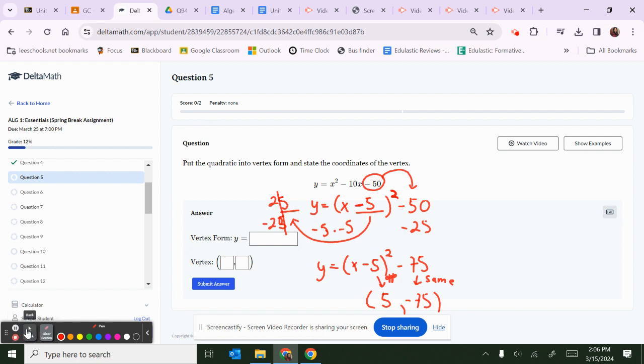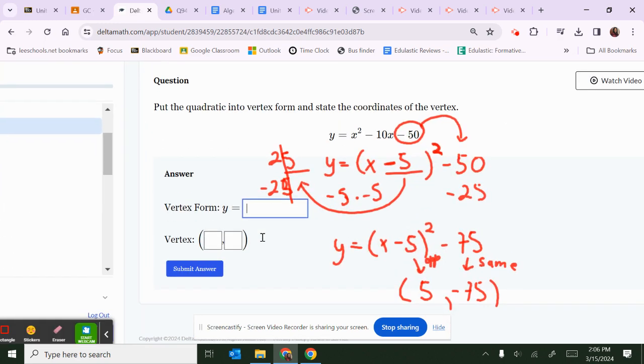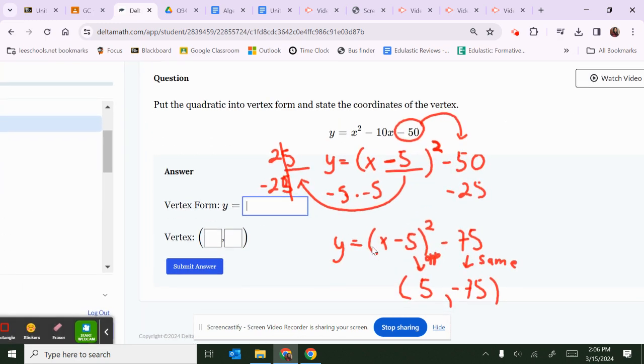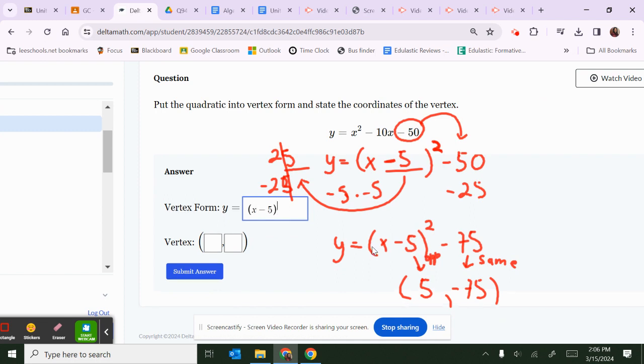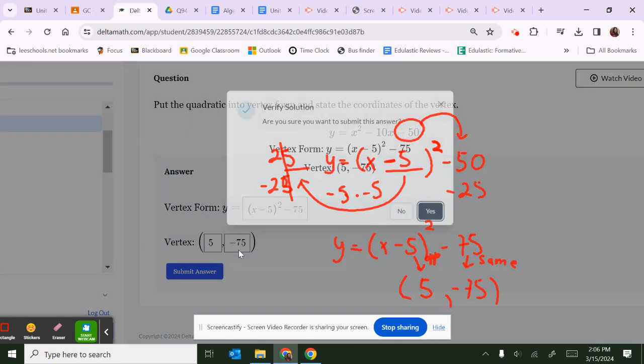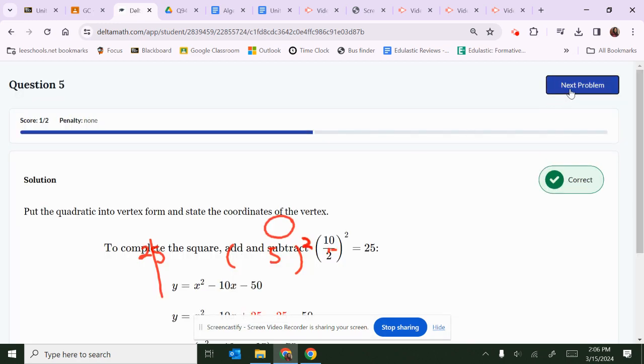So I will just go ahead and type it in. You don't need to type in the y, because they already wrote the y for you. So you write parentheses x minus 5, parentheses, shift 6 to get the squared. And then make sure you click the open area so you're not still at the exponent, then minus 75. And then your vertex is 5, negative 75.